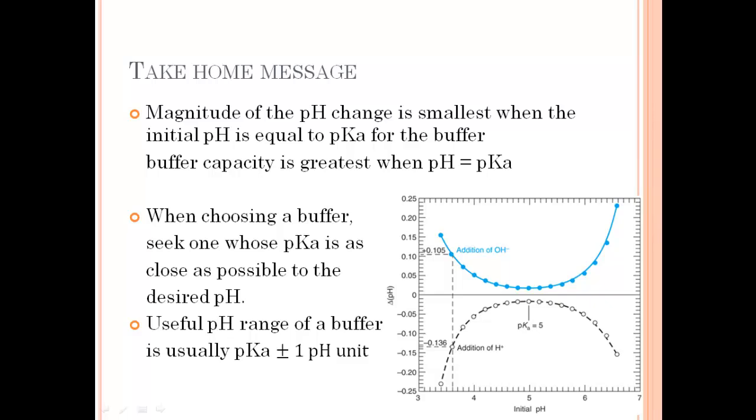A useful note to remember is that the useful pH range of a buffer is more or less the pKa plus or minus 1 pH unit. If you notice here, the area where it kind of stabilizes is where the pH is 5, and it goes up to about 5.5, and it goes down to about 4.5. So it's about more or less 1 pH unit.